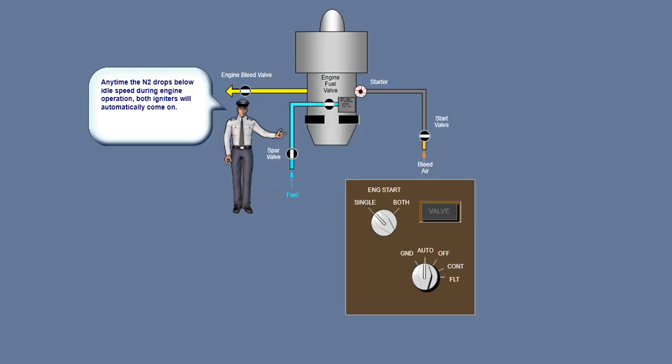An auto relight feature is installed. With the aircraft in flight or on the ground, the EEC will energize both igniters for the affected engine if the N2 speed drops below idle. This feature operates regardless of the positions of the ignition selector or start selectors.